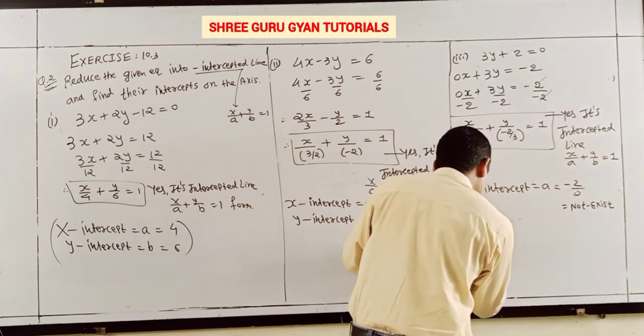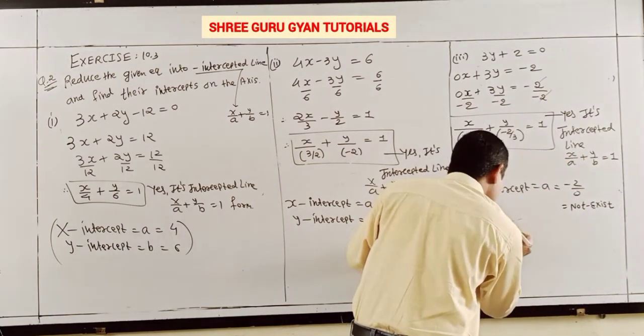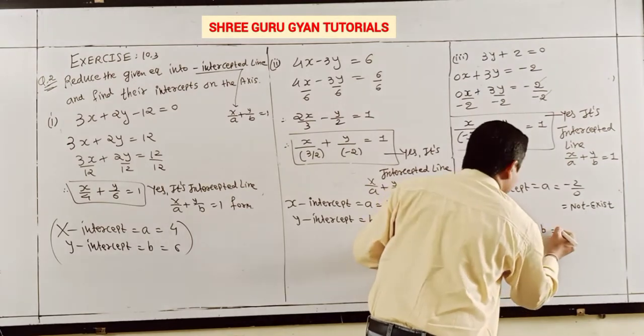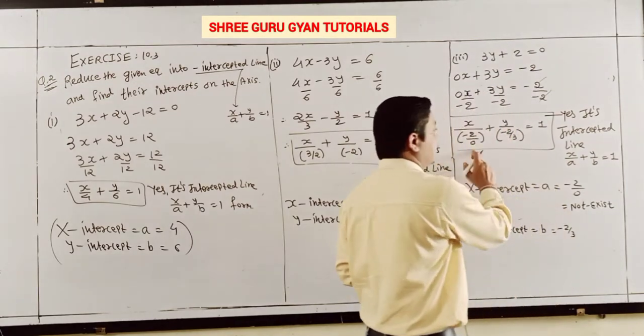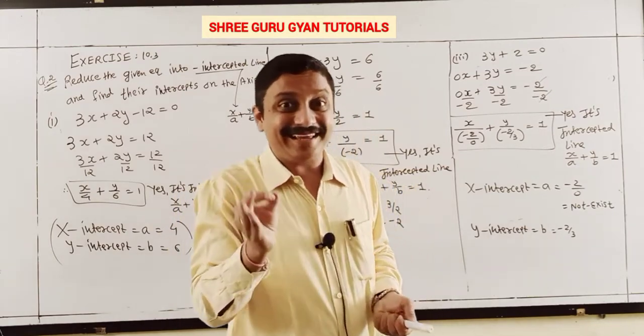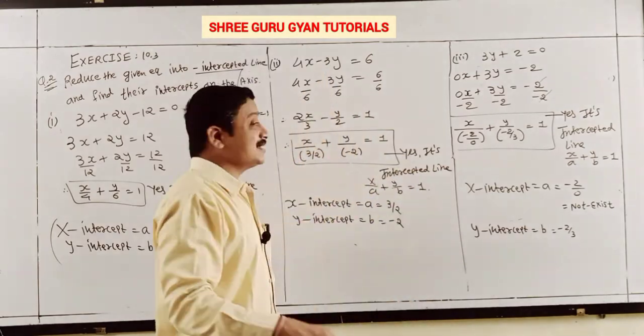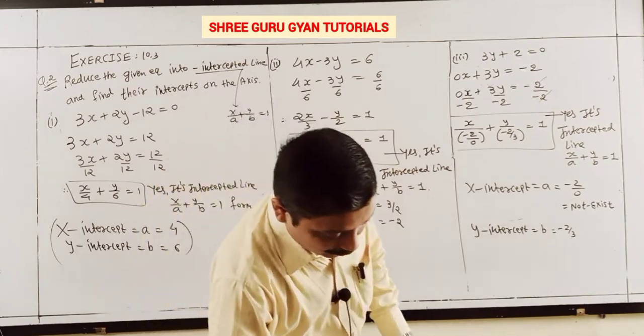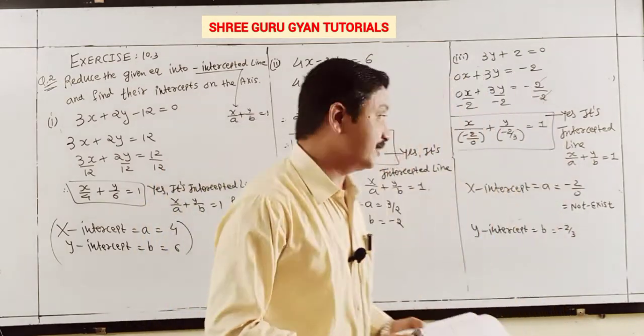Continue. The y-intercept is small b, which is -2 by 3. Yes, that is a, that is b, and b is -2/3. Here, students, easily and happily, question number 2 is also done. Now I am going slowly to question number 3.